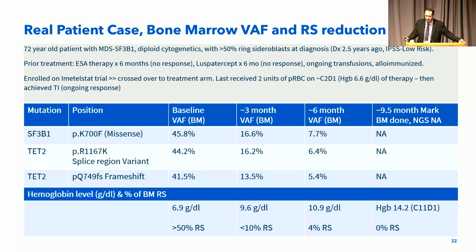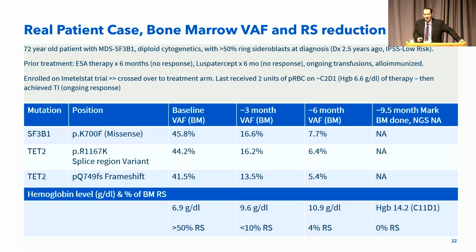At the 6-month mark, the VAF further reduced to the single digits, 7%, 6%, and 5% for the 3 mutations. The percentages were a little bit higher for SF3B1, but that continued at the 3- and 6-month marks. The hemoglobin was now close to 11 after 6 months, with 4% ring sideroblasts by morphology. At the 9-month mark, we had no NGS testing, but 0 ring sideroblasts were seen by morphology, and the most recent hemoglobin from a couple of weeks ago was 14.2 at cycle 11, day 1.